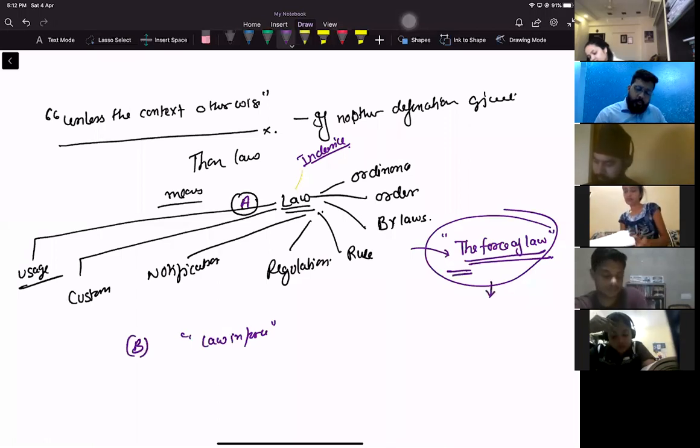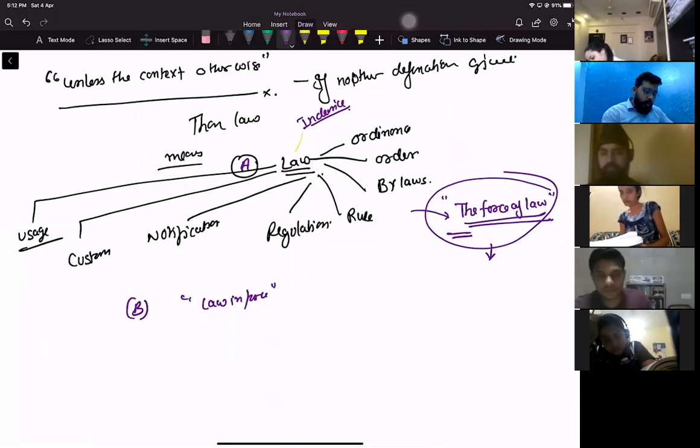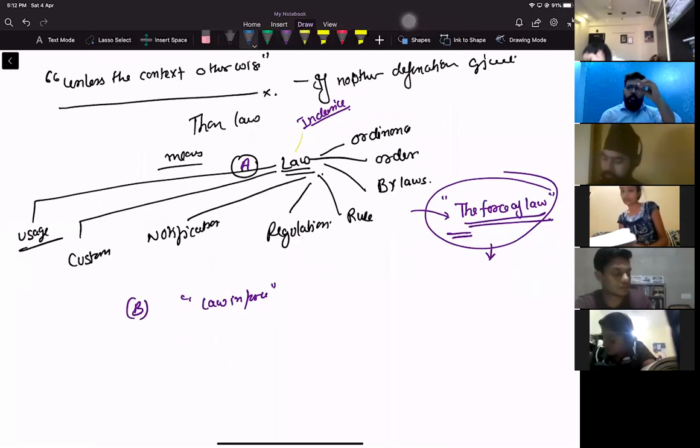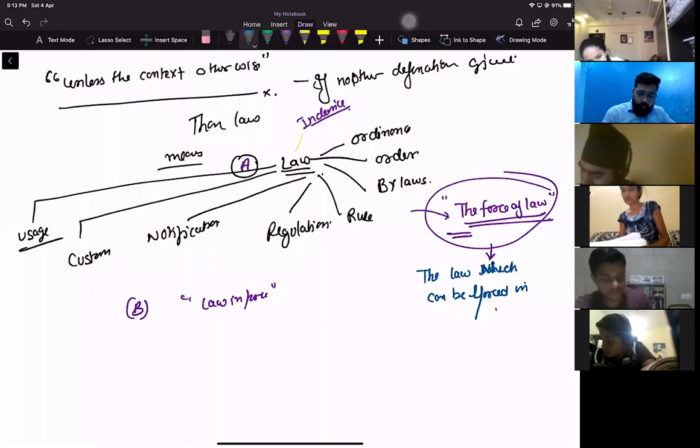Why are they using the words force of law? Because they're trying to tell you which type of ordinance, or which type of custom, or which type of laws can be considered as law for the purpose of Article 13. The words force of law basically, if I say in general terms, I don't go into the jurisprudential essence because the settlement and everything has defined all this. The simple thing is this: the law which can be enforced in a court of justice.